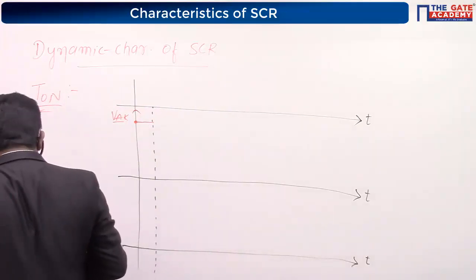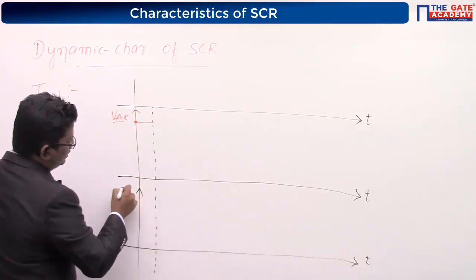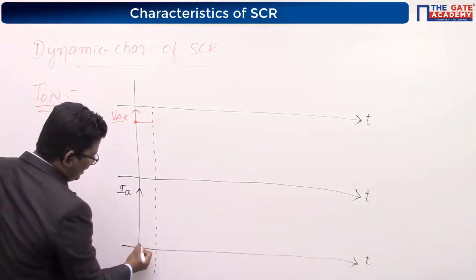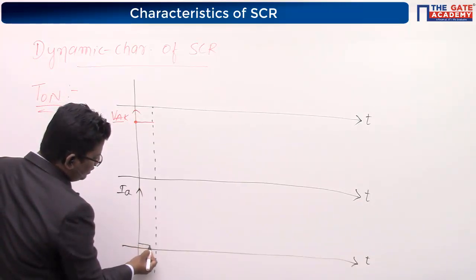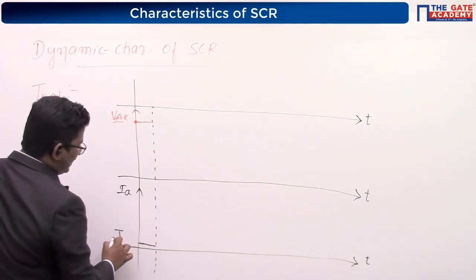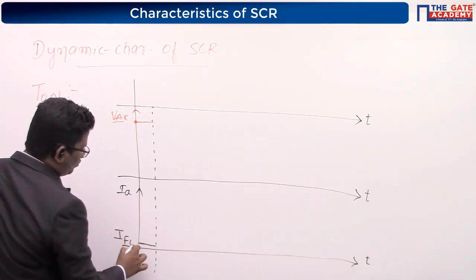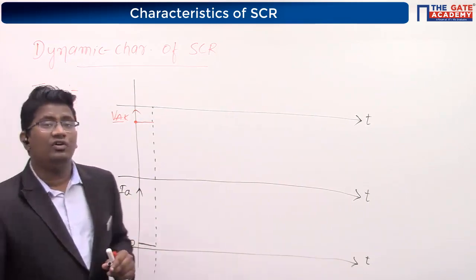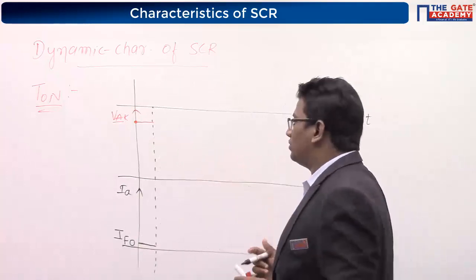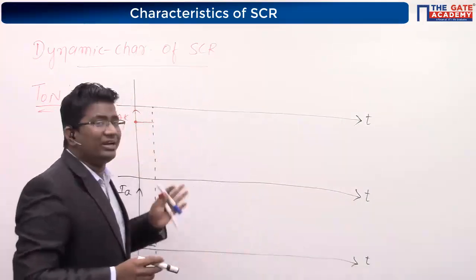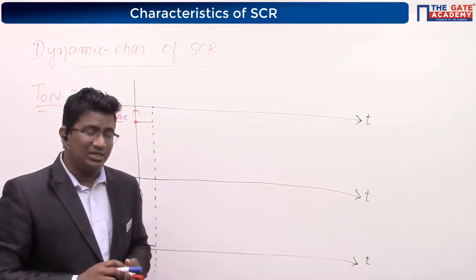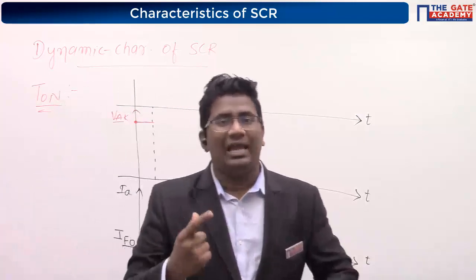Forward leakage current. This is anode current and this is anode to cathode voltage. You have a small current. This is called IFO, forward leakage current. Now see here. Till now your device is in forward blocking state. Now what we have to do? We have to turn on the SCR.